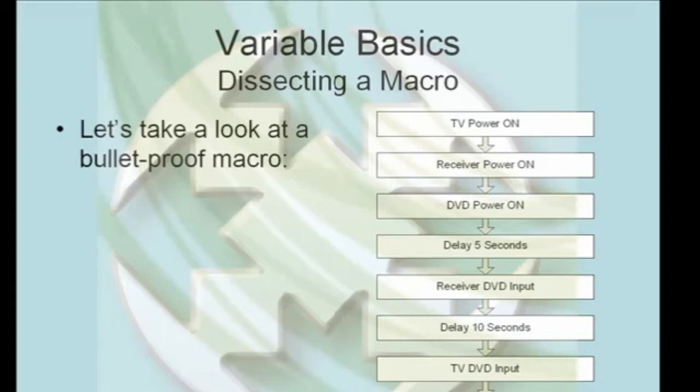You should be able to see the obvious drawbacks to a bulletproof macro. We always turn on the TV and wait quite a bit for it to turn on, even if we've already turned it on in a previous macro. This is one of the many things that we can use variables to improve upon.